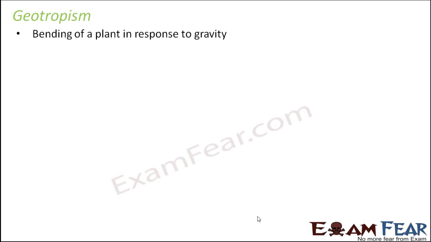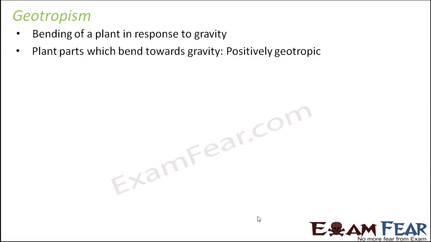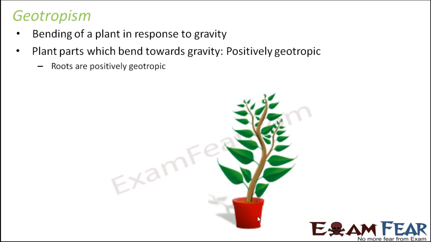Geotropism. It is the bending of a plant in response to gravity. Now there are some parts of the plant which tend to go towards the gravity. Now the best example would be the roots. So the roots are said to be positively geotropic because they bend towards gravity. So here you can see the roots will be going towards the gravity.